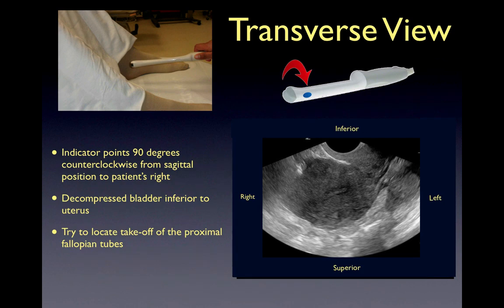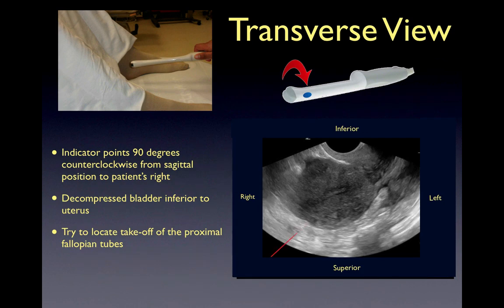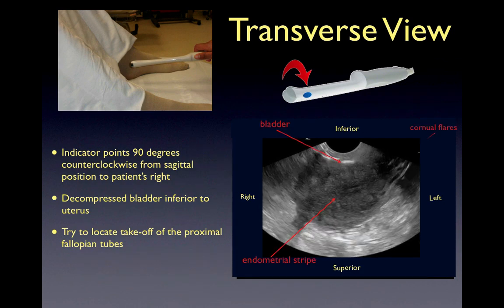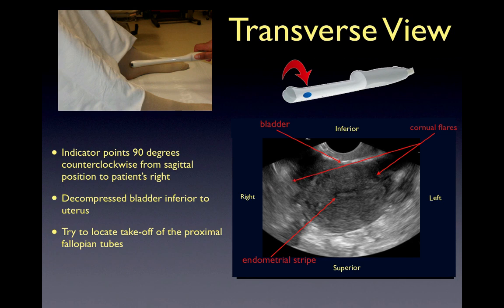After adequately viewing the uterus in a sagittal cut, turn the indicator 90 degrees counterclockwise so that the indicator is now pointing to the patient's right. This will give you a transverse, or more accurately, a coronal view of the pelvis. The bladder will be seen inferior to the uterus, and the fallopian tubes, though rarely seen, will take off from the cornual flares to the right and left of the uterus.